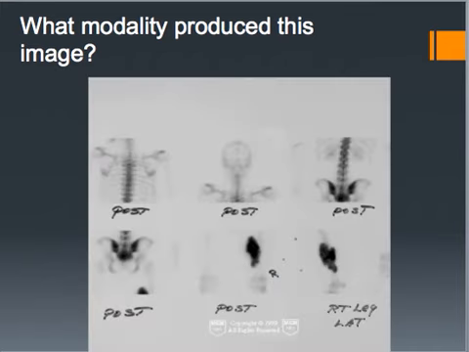What modality produced this image? So these are bone scans from nuclear medicine. You can always tell when it's a not very clear, low resolution image where they're not giving you great bony detail, that that's a nuclear medicine study. Remember, because nuclear medicine is very low resolution imaging.